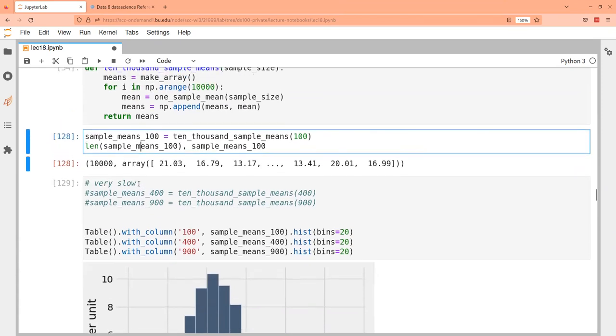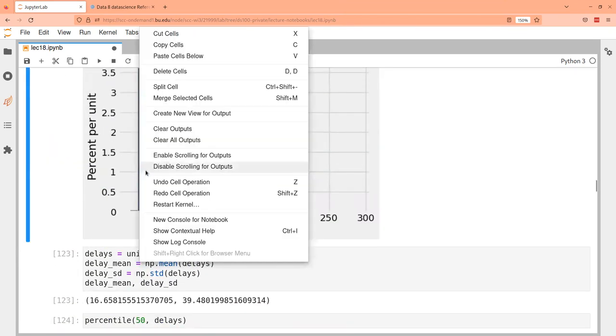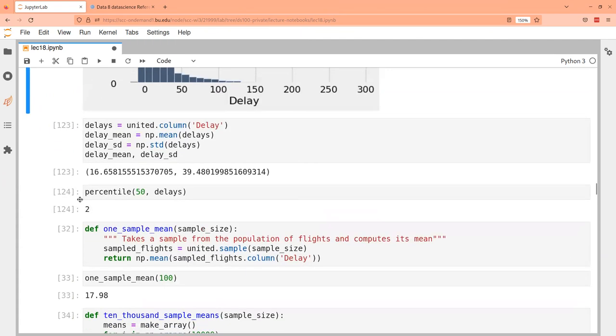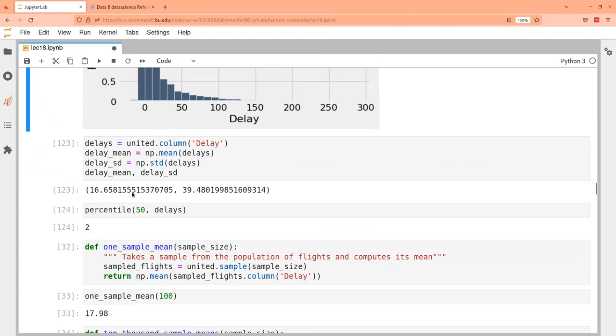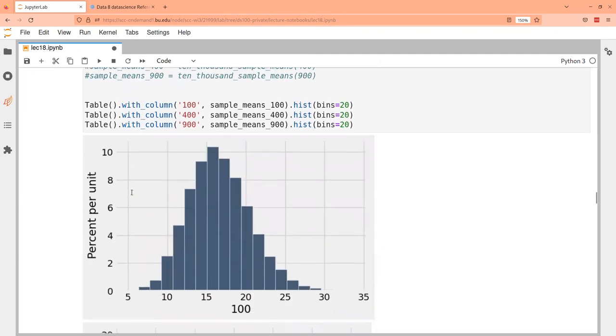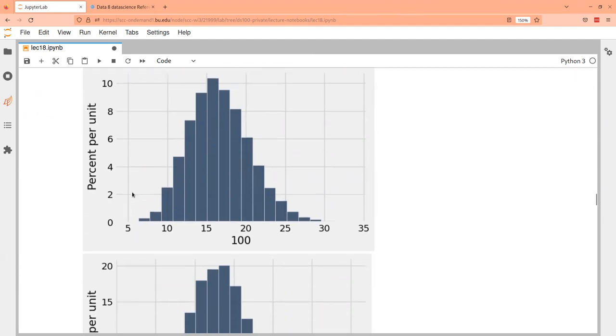So what we can do is we take those averages here. I thought I had an actual observed average too. But the actual observed average is 16, right? And our standard deviation is 39. In here, our average is, I don't know, maybe it's 16. So maybe it's all right. But as you can see, our distribution is pretty wide.